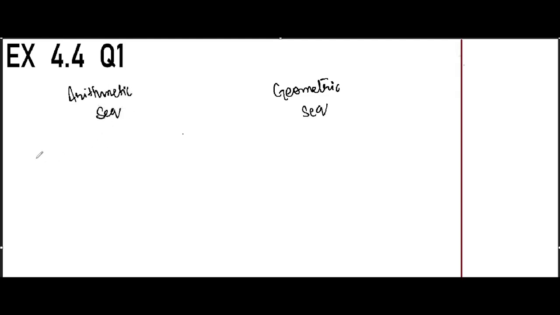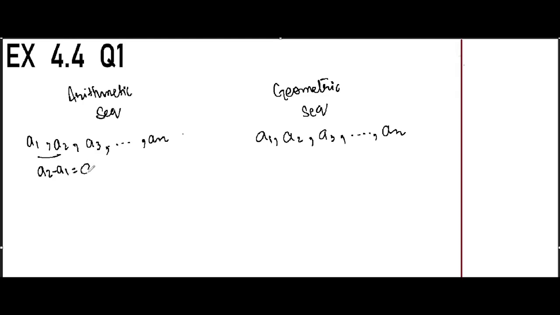In an arithmetic sequence, we have a1, a2, a3 up till an, right? It's the same with a geometric sequence: a1, a2, a3 up till an. Here the difference is common. a2 minus a1 will be equal to a3 minus a2, and this is equal to the common difference, which is called d. While in a geometric sequence, a2 by a1 is equal to a3 by a2. The ratio between any consecutive terms is equal to r, the common ratio.